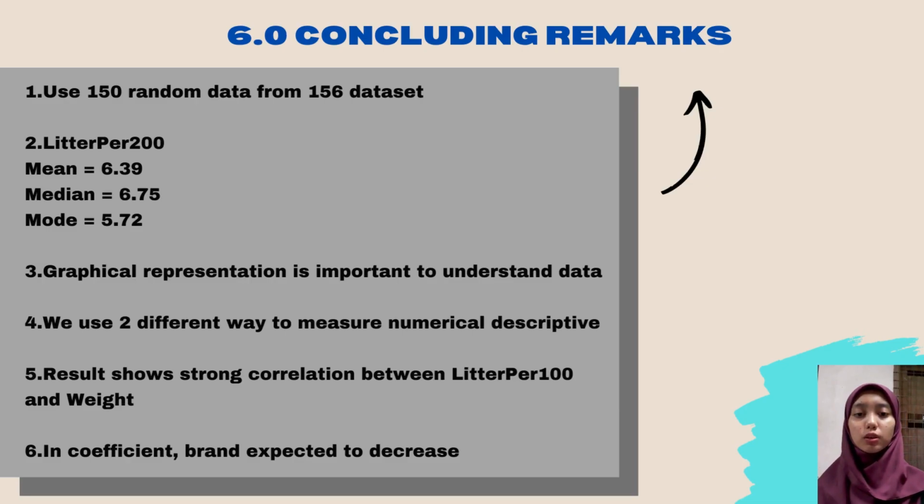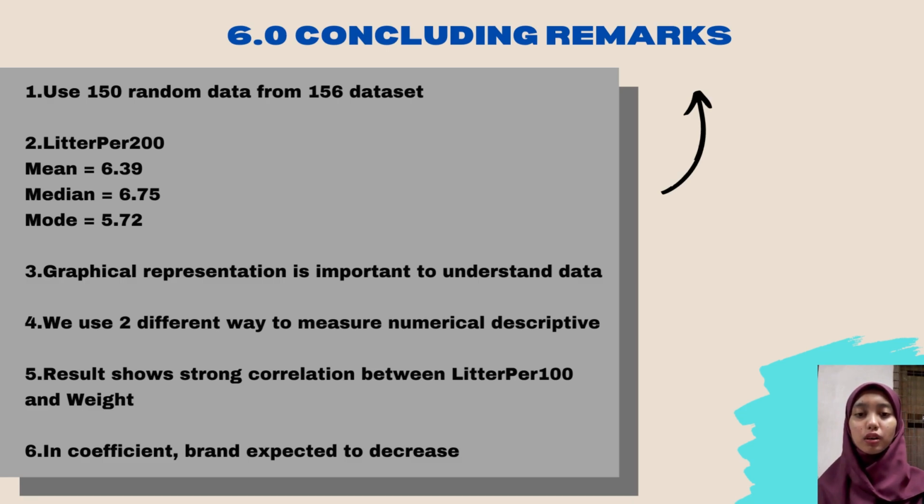In conclusion, this report has taught our group how to use a dataset the right way, and we chose 150 random data from 156 dataset in SPSS, and also 4 variables, which are liter per 100, KPL, weight, and brand to complete this report. SPSS data are used to measure mean, median, and mode for liter per 100. The results show mean at 6.39, median 6.75, and mode 5.72. This variable is also used to measure position and variation.